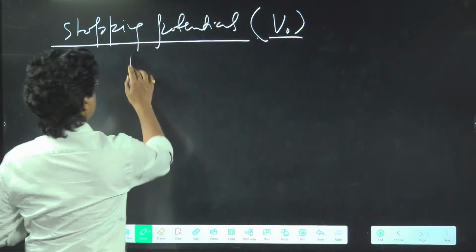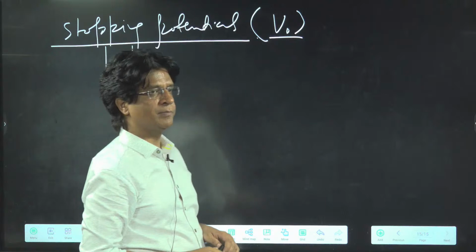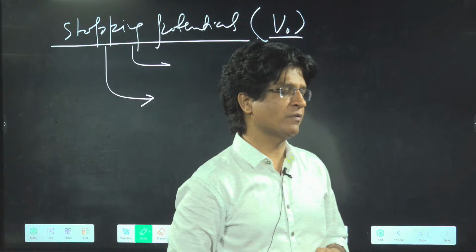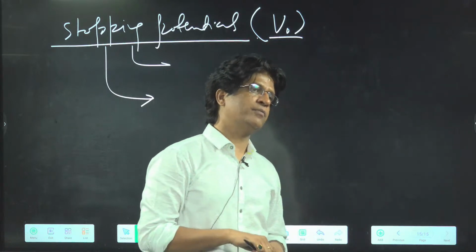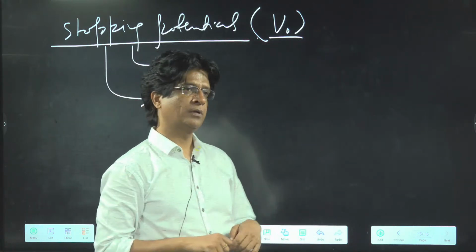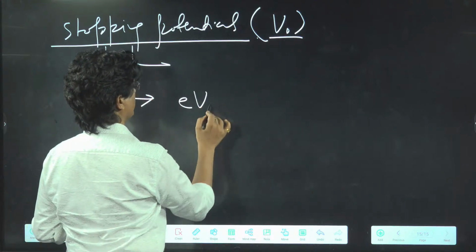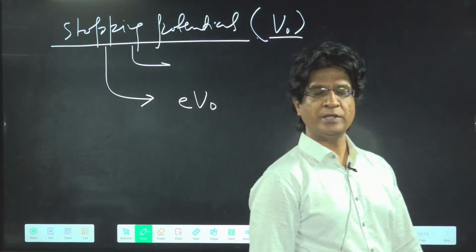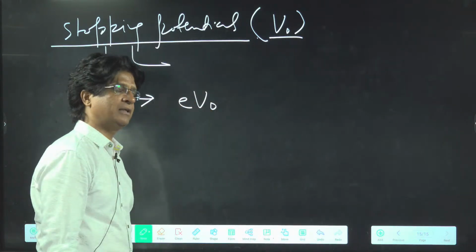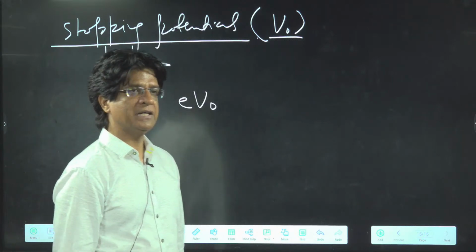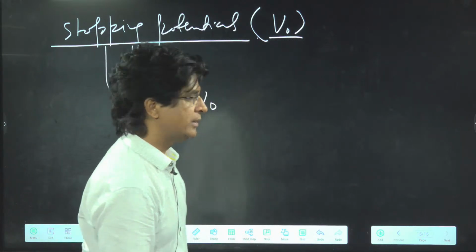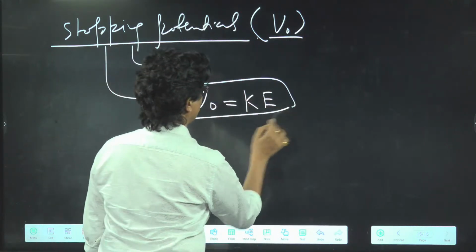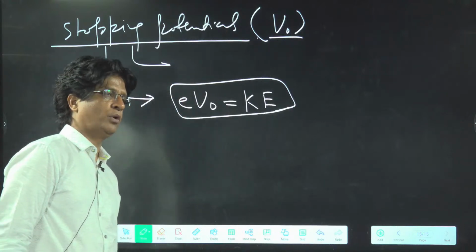Next statement, please. Write down. When expressed in terms of electron volt, like eV naught, it is equal to the maximum kinetic energy of the photoelectron. Very, very important. Let me explain this now.